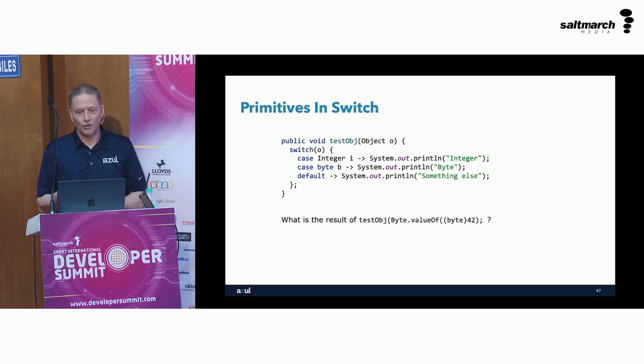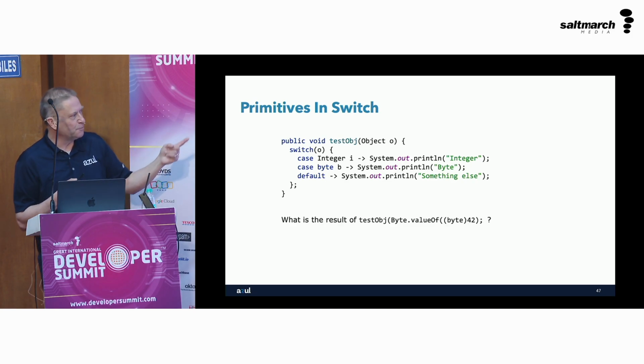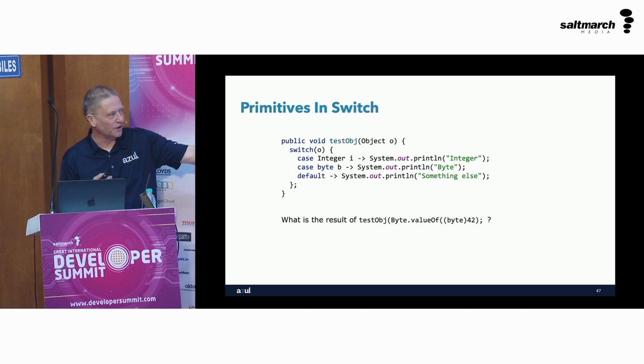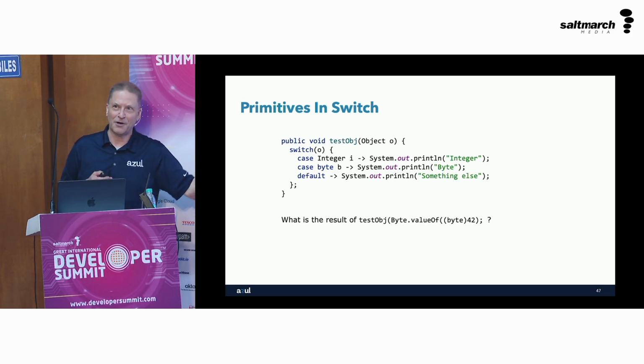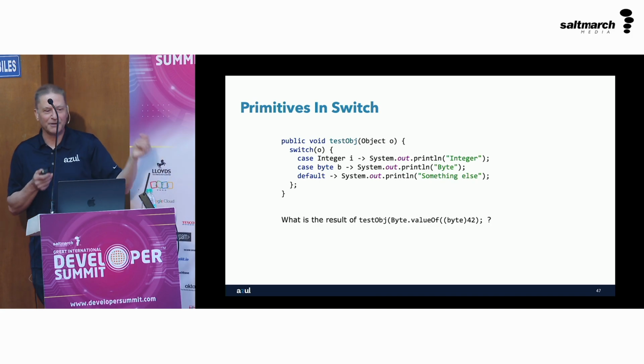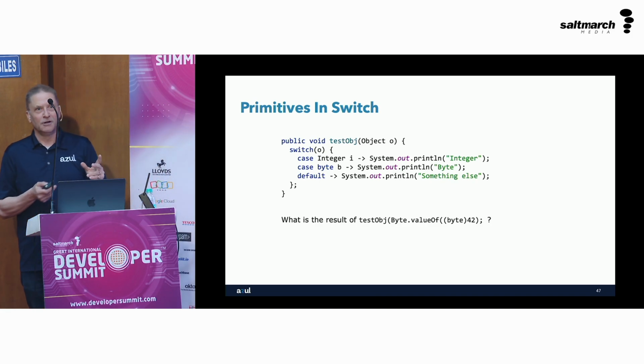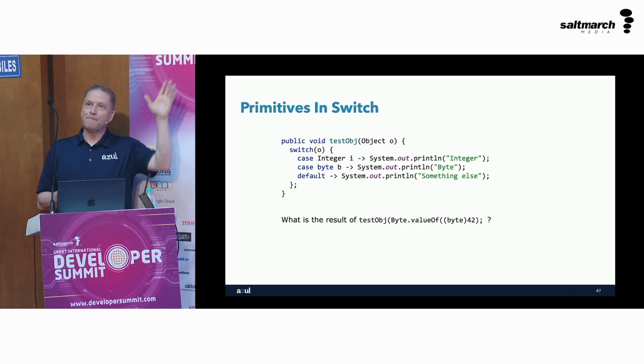Right. What about if we do test(Byte.valueOf(42)), and then cast 42 as a byte? You actually have to cast 42 as a byte for that to work, which is a little annoying, but that's the way you do it. So, show of hands, who thinks we'll see byte?